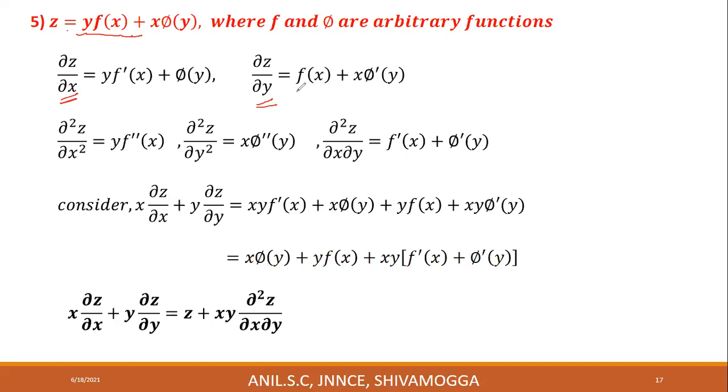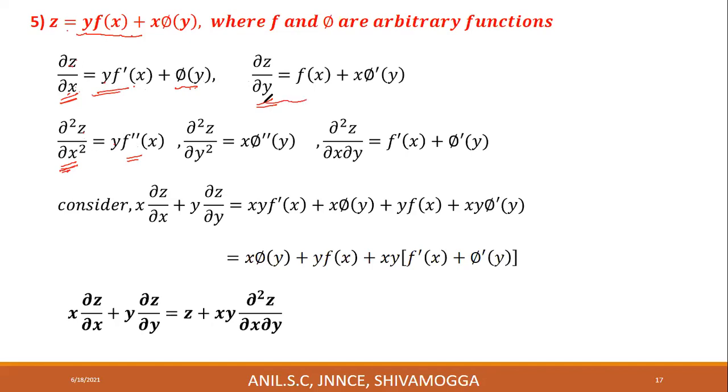To find second order derivatives, we differentiate this equation again partially with respect to x. Derivative of del z by del x partially with respect to x is del square z divided by del x square, right? Here y is constant, keep it as is. Derivative of f dash x is f double dash x. And clearly phi of y is a constant, there is no x here. It is to be treated as constant. Its derivative will be 0.